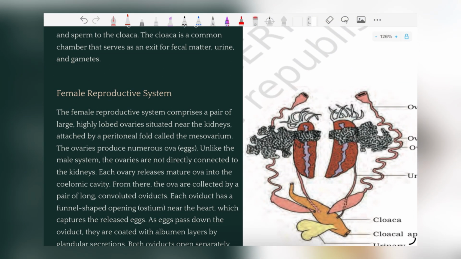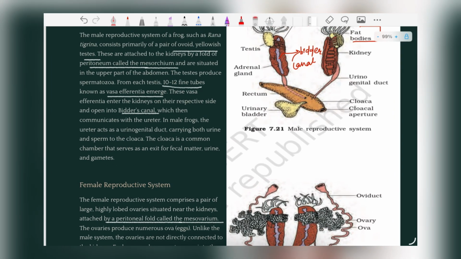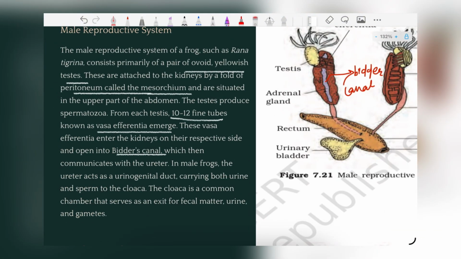Female reproductive system. The female reproductive system comprises a pair of large, highly lobed ovaries situated near the kidneys, attached by a peritoneal fold called the mesovarium. Again, over the kidney, the peritoneal fold is called the mesovarium. Here it was called the mesorchium. Here it is called the mesovarium. Very, very important.